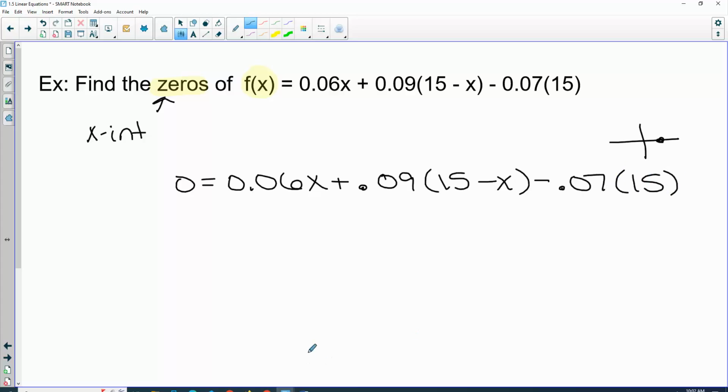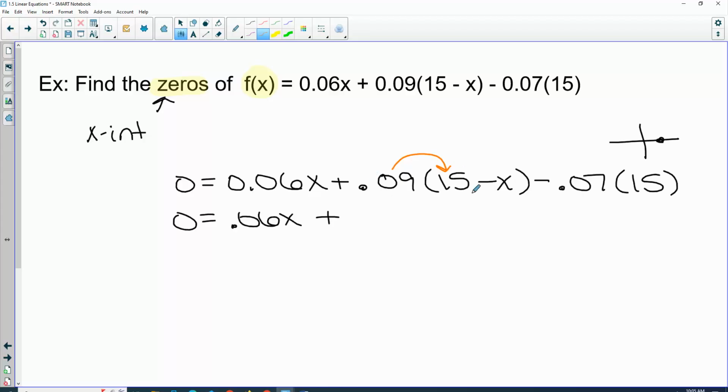So I'm just plugging in a 0 for my f of x or my y value. All right, you guys solve it from here. Pull on those. So if we look, we have 0.06x plus. This is the step where, if you made a mistake, most of you did.